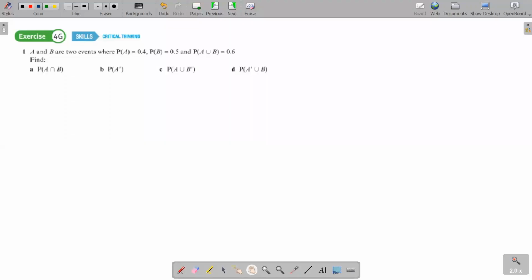All right, guys. So now let's practice using those rules. We'll practice the addition rule first. They say here, exercise 4G: A and B are two events where the probability of A is 0.4, probability of B is 0.5, probability of A union B is 0.6. If you want, you can even draw a Venn diagram, but we are basically trying to do this by using the rule they have given us. If you draw a Venn diagram, you can see all these probabilities very easily, but we mainly want to use the equation. Anyway, let me just draw a quick sketch.